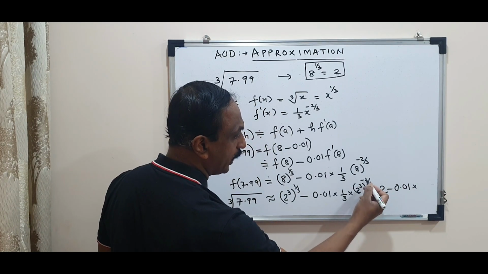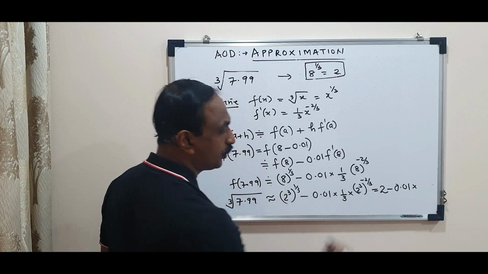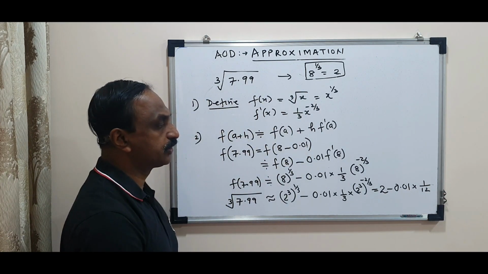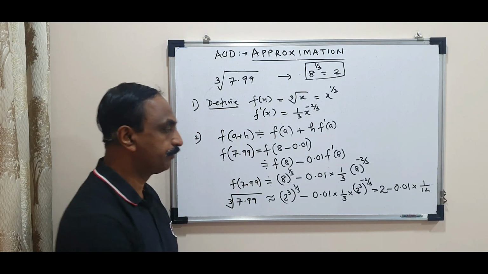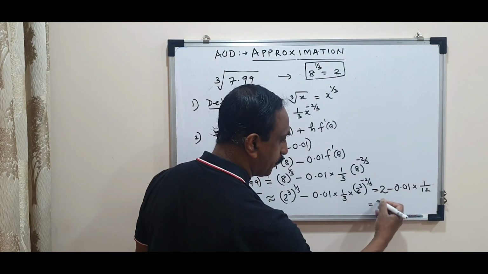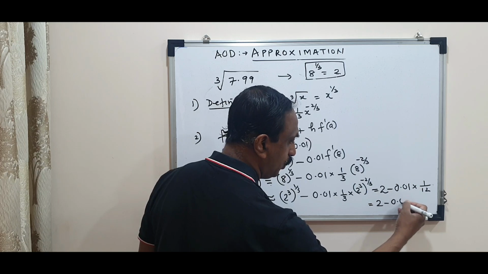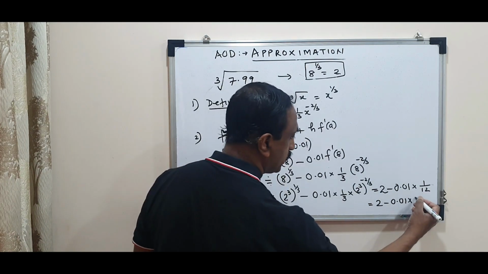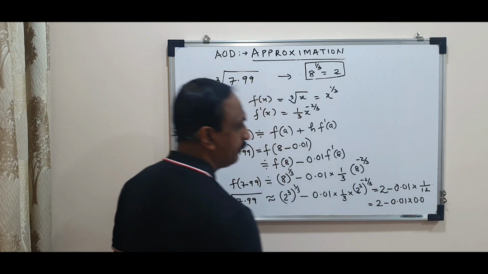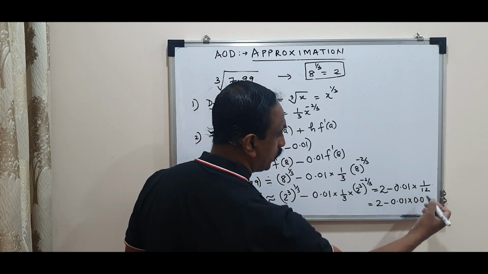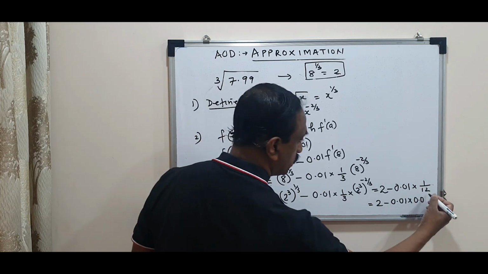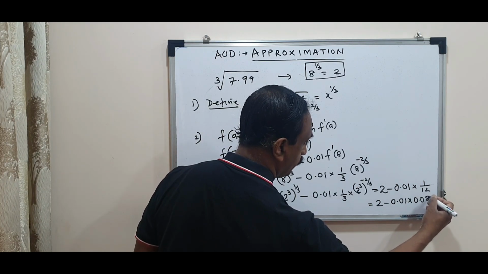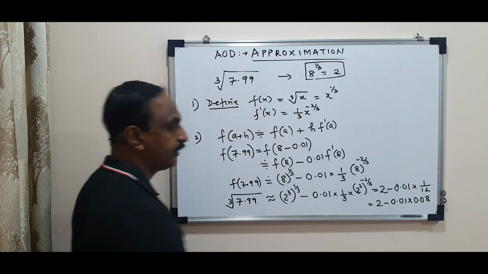Which will give me 2 minus 0.01 into this, and this will get cancelled. So 2 raised to minus 2 is 1 by 4. That becomes 1 by 12. So 2 minus 0.01 into 1 by 12. Now if you want, you can make a little more approximation. 1 by 12 is 0.0, 100, how many times 12 goes? 12 goes 8 times, 96, 40 means 3.